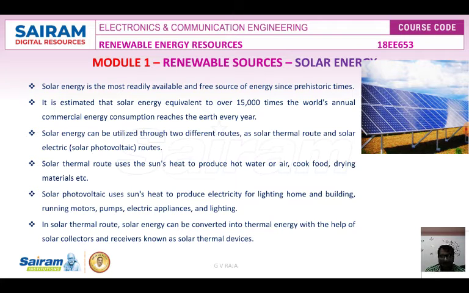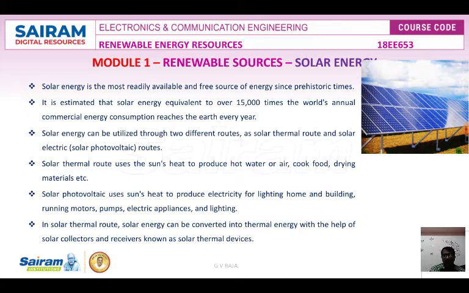The solar energy can be utilized through two different routes. One is the solar thermal route, another one is the solar electric route. Solar thermal route is nothing but the sun's heat, which is used to produce hot water or hot air, to cook food, to dry material, to boil water in the furnaces of industries, or to heat buildings. For that we are using solar thermal.